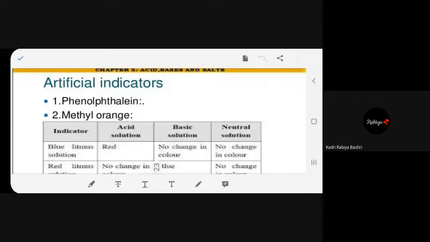Turmeric, yes, first turmeric. Second, litmus, and China rose. Very good. Now you got it. So all of you understood what natural indicators are. Thank you. Turmeric, litmus, China rose, it should be on the tip of your tongue, because now we are going to start with the artificial indicators. So the natural indicators should be clear in your head. Now what we are going to do is two types of artificial indicators, phenolphthalein and methyl orange.